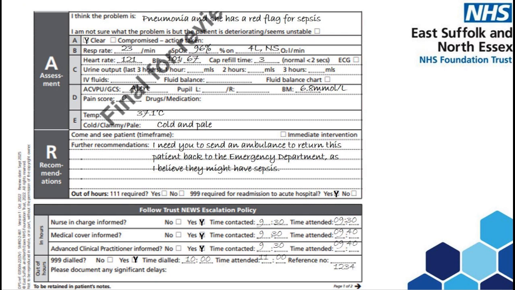I think the problem is pneumonia and she has a red flag for sepsis. Her airway is fine, her respiratory rate is 23 and her SATs are 96, but she is requiring 4 litres of oxygen via nasal specs. This is new for her. Her heart rate is 121, blood pressure 101/67 and her central capillary refill time is 3 seconds. Her blood glucose is 6.8 and her pain score is 0.